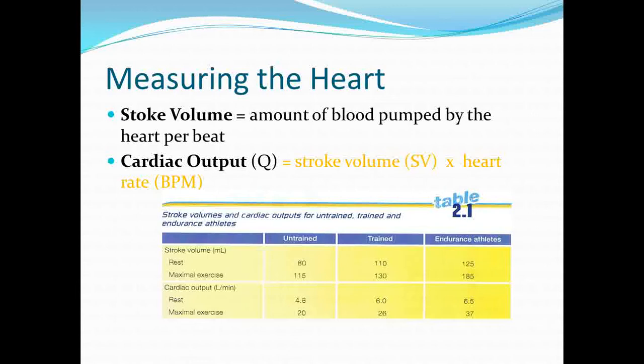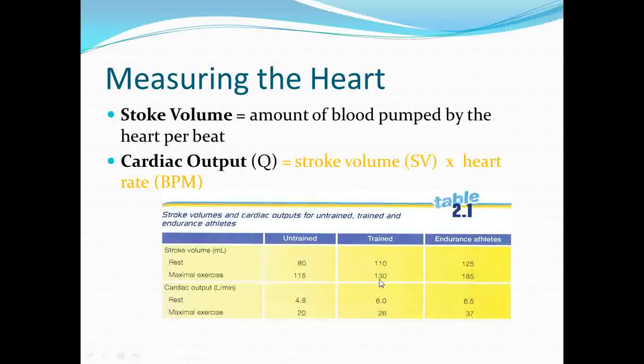Now, like we said at the start, one of the key skills is for you to be able to identify the differences at rest and at exercise. So in an untrained person, when they're at rest, their stroke volume is 80 milliliters per beat, and cardiac output is 4.8 liters per minute. And when they get to their maximum exercise, they go up to 115 milliliters per beat for stroke volume, and for cardiac output up to 20 liters per minute.